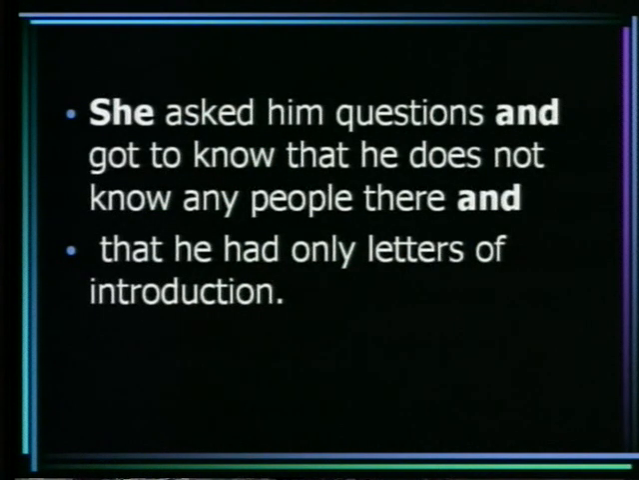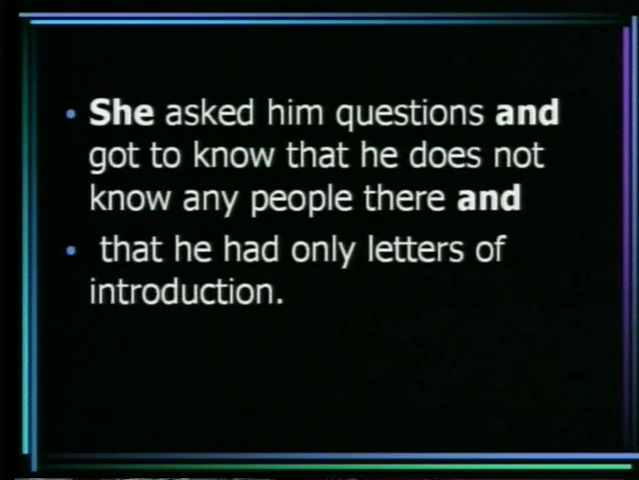Now, the next sentence is, she asked him questions and got to know that he does not know any people there and that he had only letters of introduction. We took the help of the hints and then we made a sentence out of this. She asked him questions and got to know that he is an absolute stranger there. So, got to know that he does not know any people there and that he had only letters of introduction.